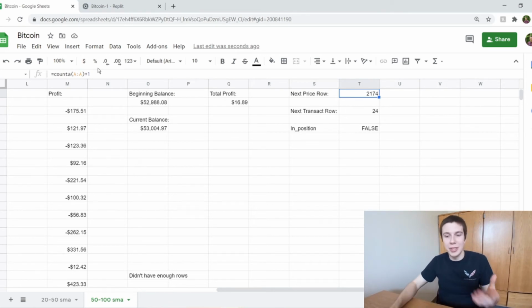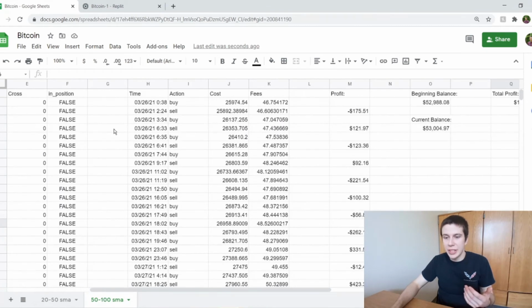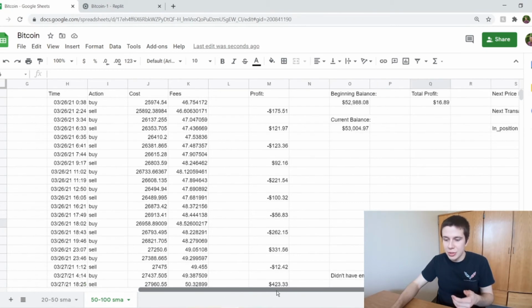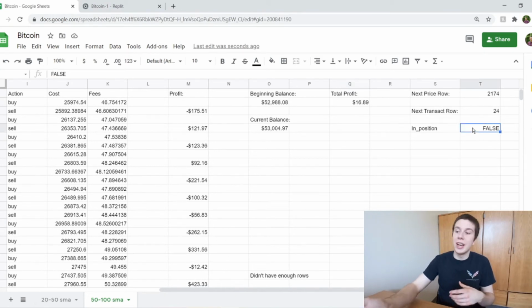And then basically within my script, I'm just reading this value from the Google Sheet. And then same thing with the transaction rows here, where I'm listing off the transactions right here. I'm doing a similar thing, and then I'm also getting the position, so I'm just reading if we're in the position or not, and then if there's a change, then I write the changed position basically.